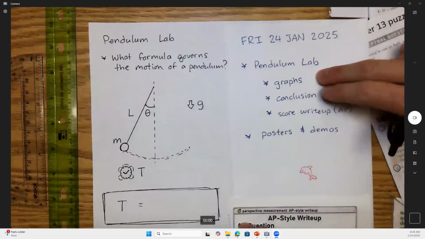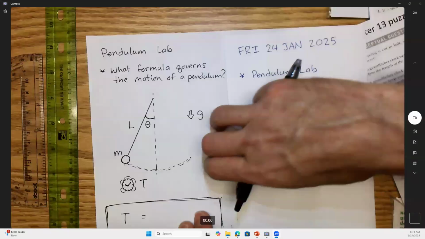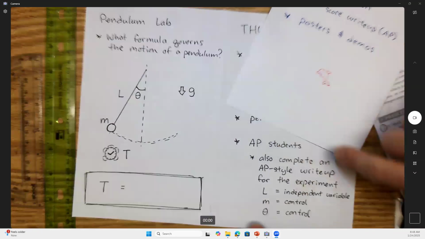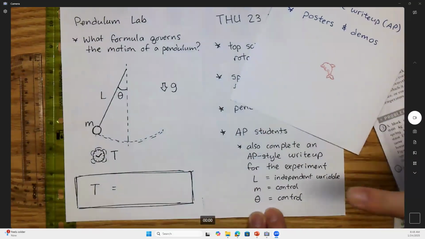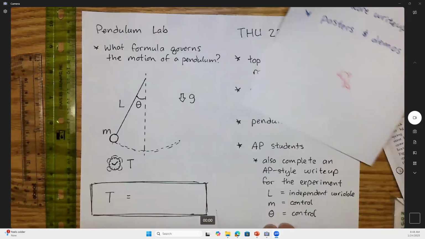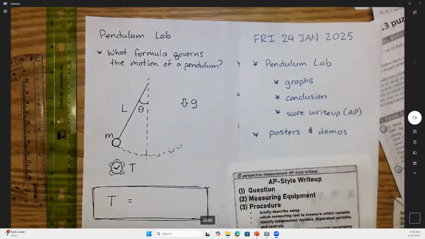All right, so graphs, conclusion, and then you guys, AP, I had you do a write-up. Here, let me show you this from yesterday, specifically for the experiment where the length was the independent variable. So we were changing out the length, so just focus on that one. We'll score the write-up. I have the scoring key ready to go right here. So we do that too.